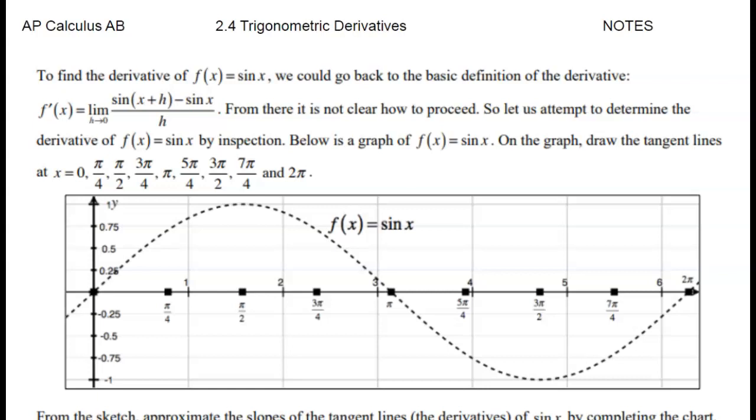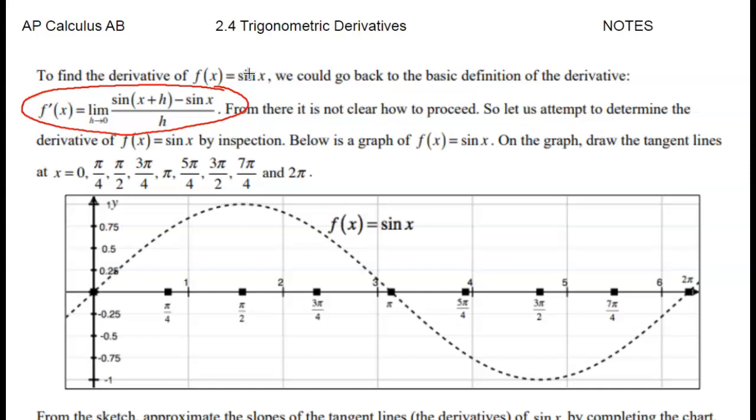Okay, so now we are going to talk about trig derivatives. So if I want to find the derivative of sine, we could use the basic definition, the limit as x approaches 0 of f of x plus h minus f of x all over h. But how do we clean that up?